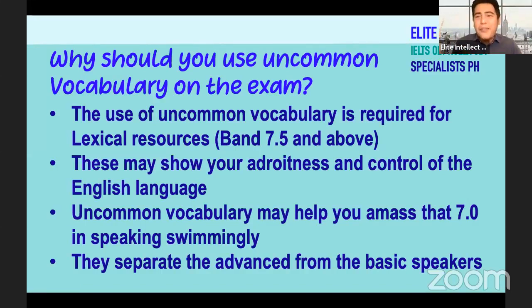When you say band 7.5 and above on the exam, guys, you are expected to use uncommon vocabulary. It is required for you to use that. What else? This may show your adroitness and control of the English language. When you say adroitness, it means you can use and control the English language naturally by using these words. Uncommon vocabulary will also help you get a 7.0 on the speaking examination swimmingly. I have hundreds and thousands of students who can stand proof that when they started using academic words, their scores significantly improved on the exam.